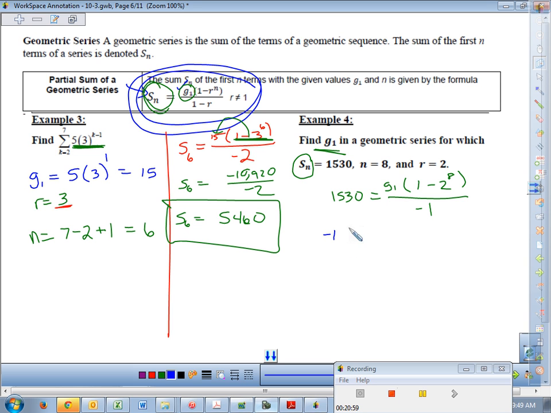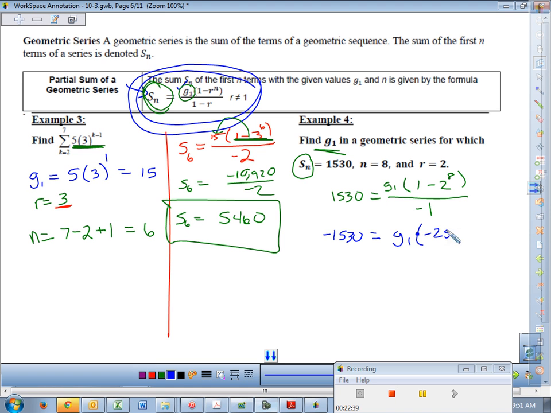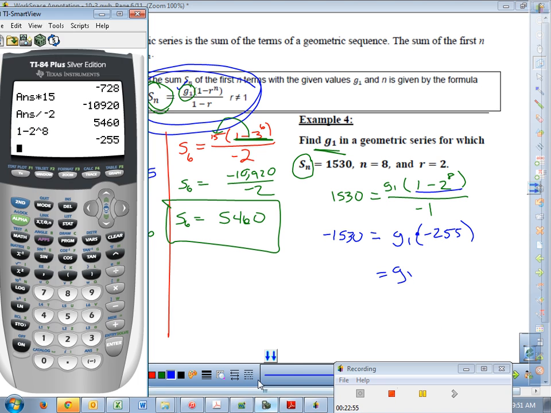So negative 1530 equals G sub 1 times 1 minus 2 to the 8th, which is negative 255. Right, yeah. Cool? I did 2 things at once. I got rid of the divide by negative 1, and then I punched in what was in the parentheses. And finally, G sub 1 should equal negative 1530 divided by that answer that I just had. 6.